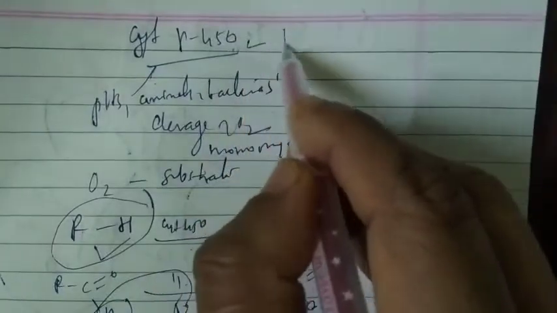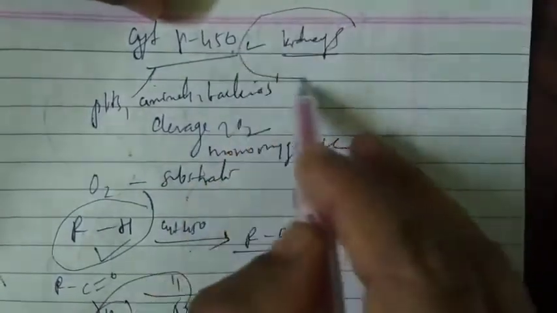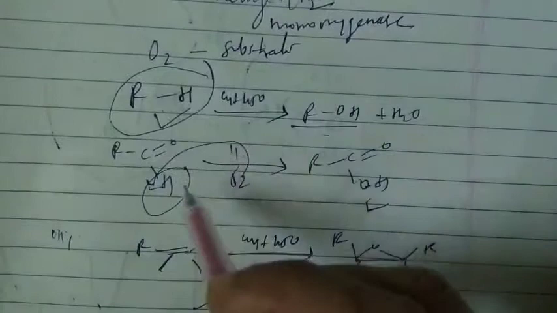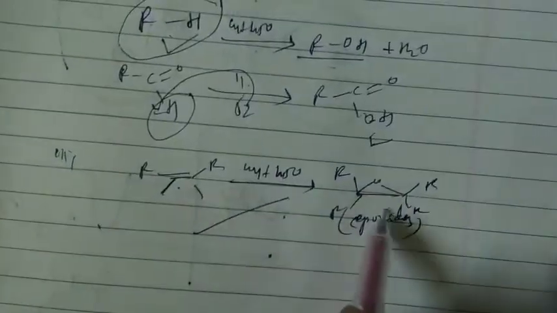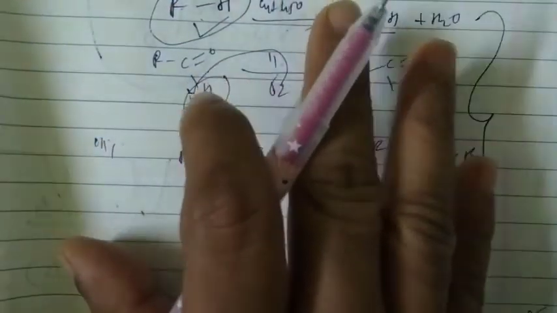Most of this cytochrome P450 is present in the kidneys, where most of the toxic elements from the body come. This cytochrome P450 breaks down all these toxic elements into less toxic elements, and usually they are discarded from the body through urine. So this is what it is about cytochrome P450.